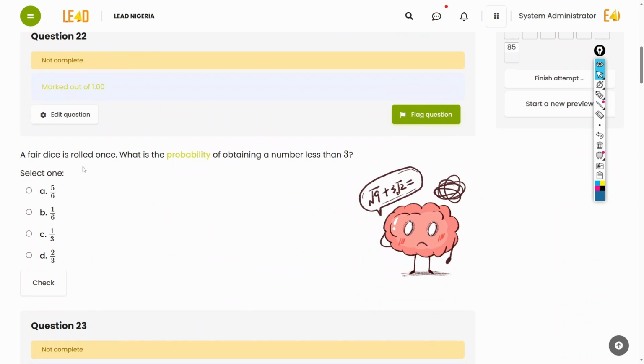If a fair die is rolled once, what's the probability of obtaining a number less than 3? So numbers less than 3 on the die, you can either have 1 or 2. So the probability of obtaining a 1 is 1 in 6. The probability of obtaining a 2 is also 1 in 6. All right, so that would be 2 out of 6, which is 1 out of 3. So there's a 1 in 3 chance that you get a number less than 3.